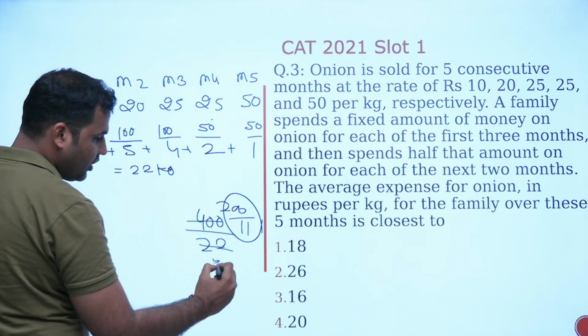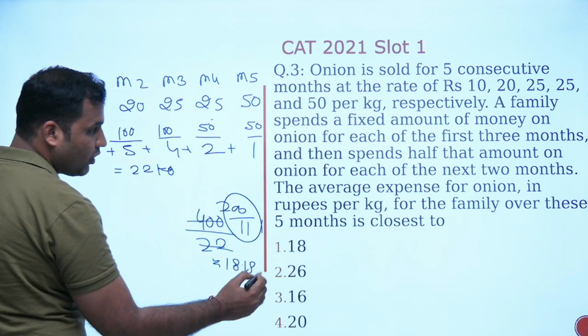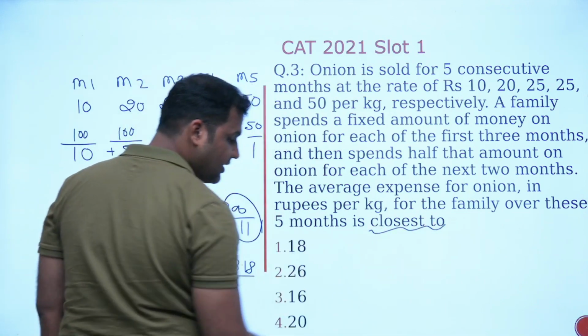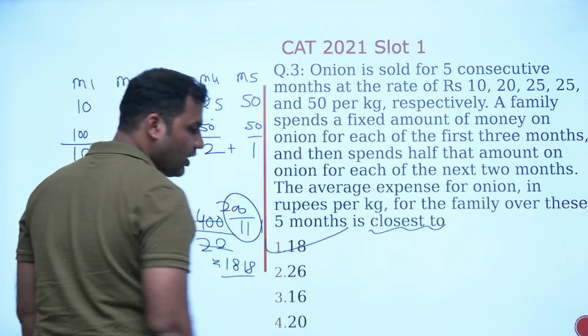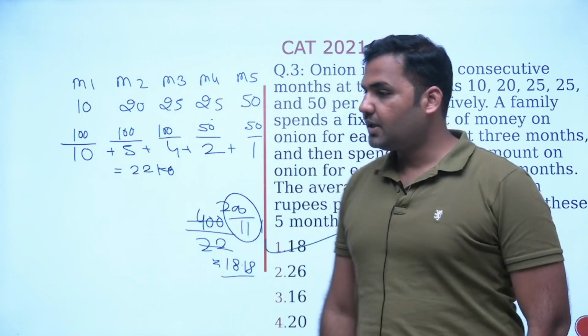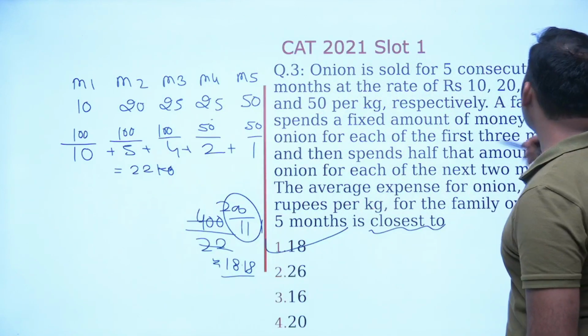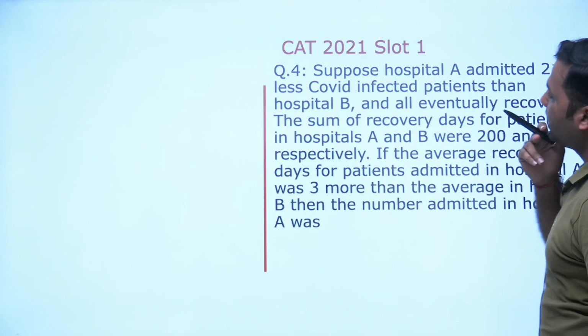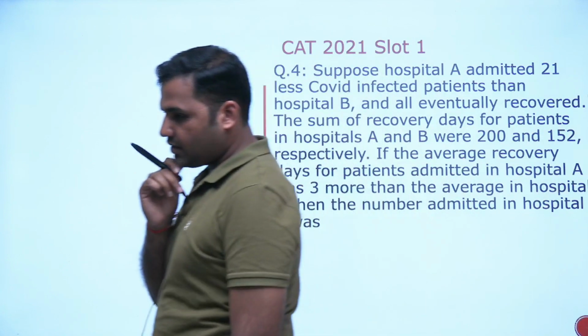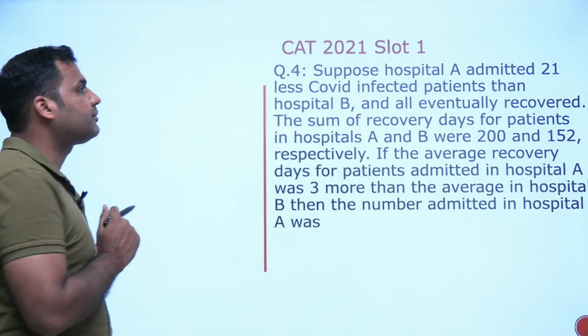You see that this value will be close to 18.18. And the question asks for the closest answer, exact is not needed. Answer would be option 1. 18 would be the correct answer to the question. Very simple and easy one, guys, right? We did 3 questions. Let's look at question number 4, 2021 slot 1.